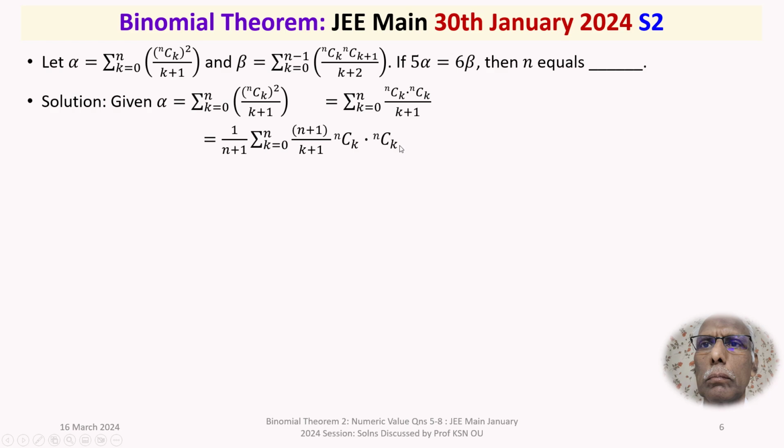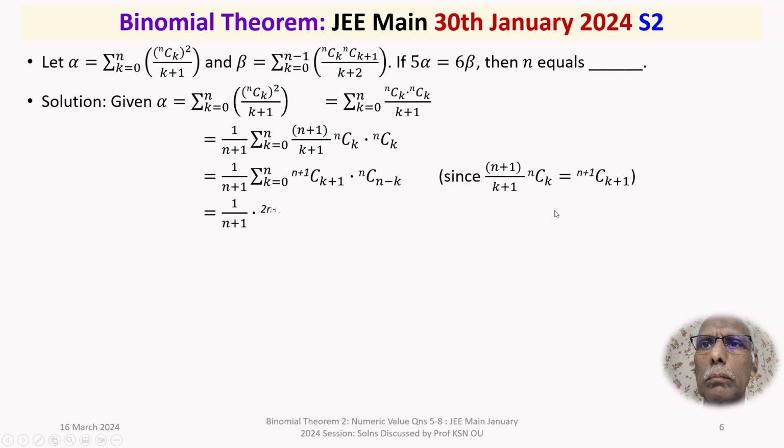We can also write nCk as nCn minus k. nCr is equal to nCn minus r. So 1 by n plus 1 sigma k is equal to 0 to n of n plus 1 Ck plus 1, and nCk we have written as nCn minus k. So we have used this formula, that is n plus 1 by k plus 1 multiplied by nCk is equal to n plus 1 Ck plus 1, which is very easy. Everyone knows this result. And now, what is sigma k is equal to 0 to n of n plus 1 Ck plus 1 multiplied by nCn minus k?